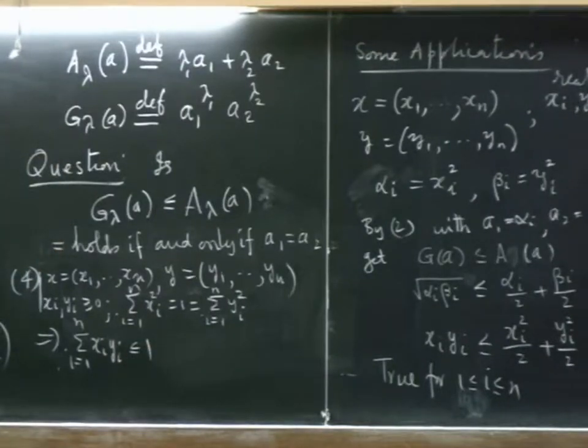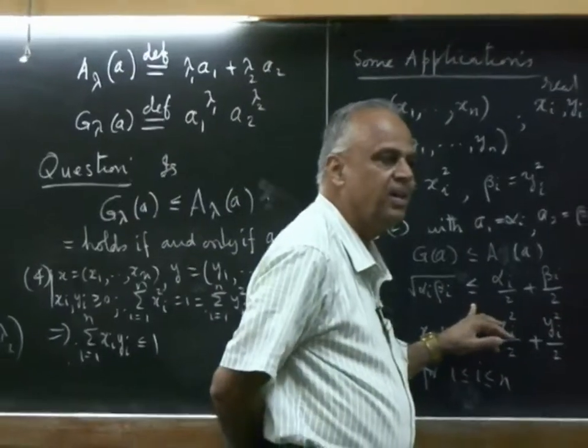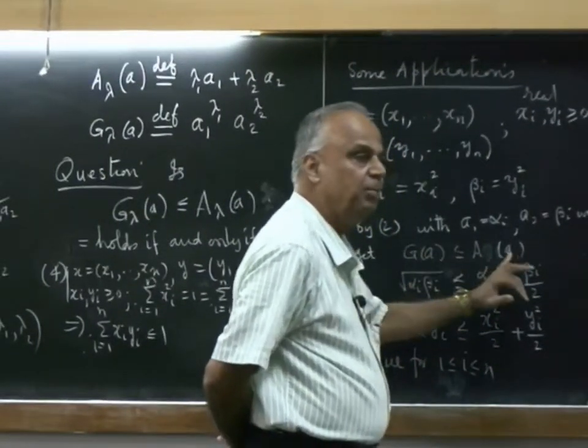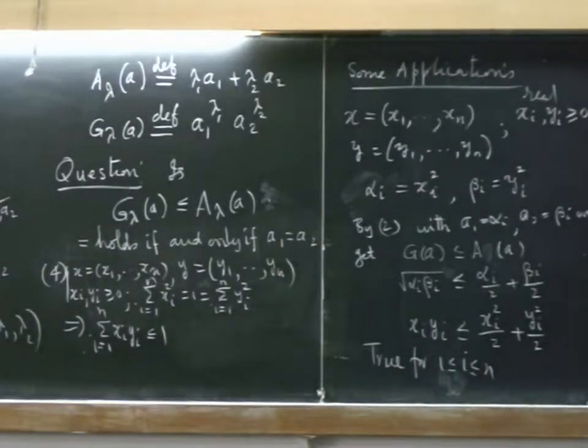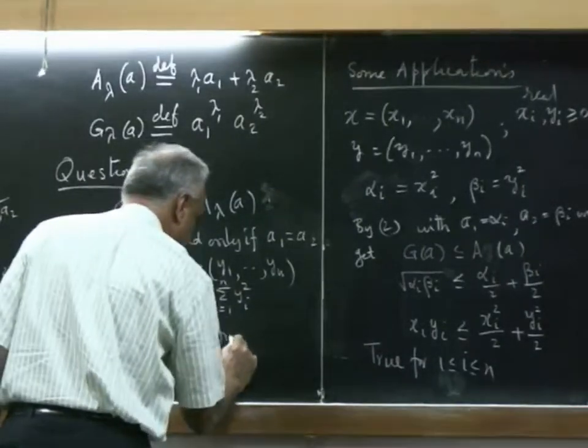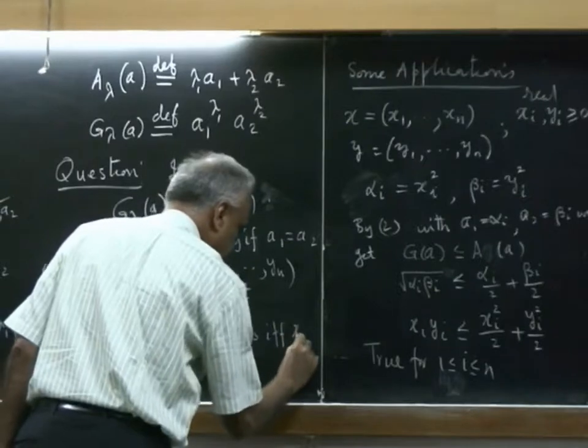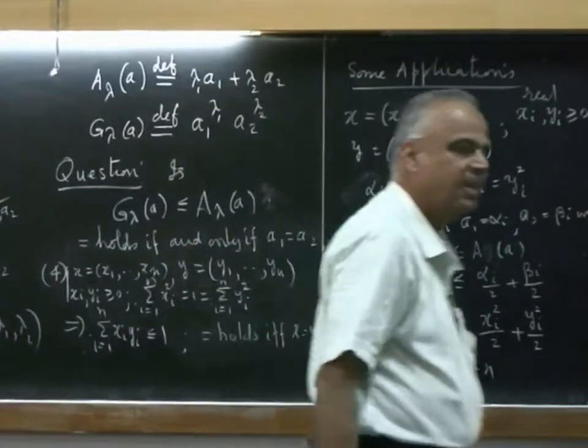When does equality take place? Right, in the first step, we must have equality. And there, arithmetic and geometric mean equality means alpha I must be equal to beta I. This must happen for every I. xi squared must be equal to yi squared for every I. They are all non-negative. Therefore, xi must be equal to yi for all I. That means x and y must be the same vectors. So, equality holds if and only if x is equal to y. So that is our first inequality.